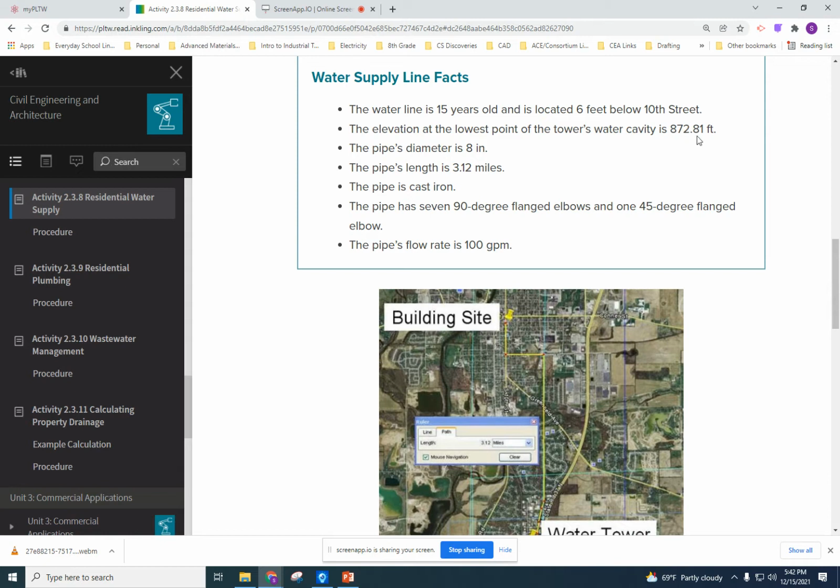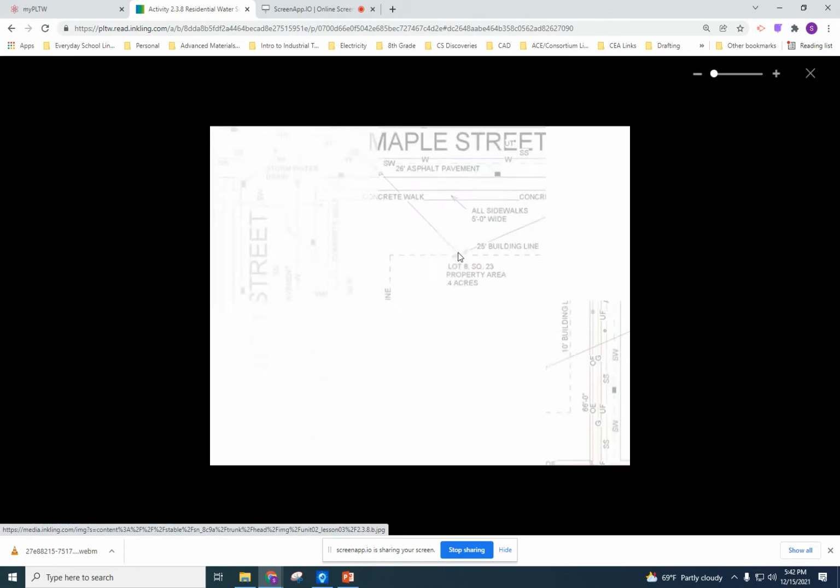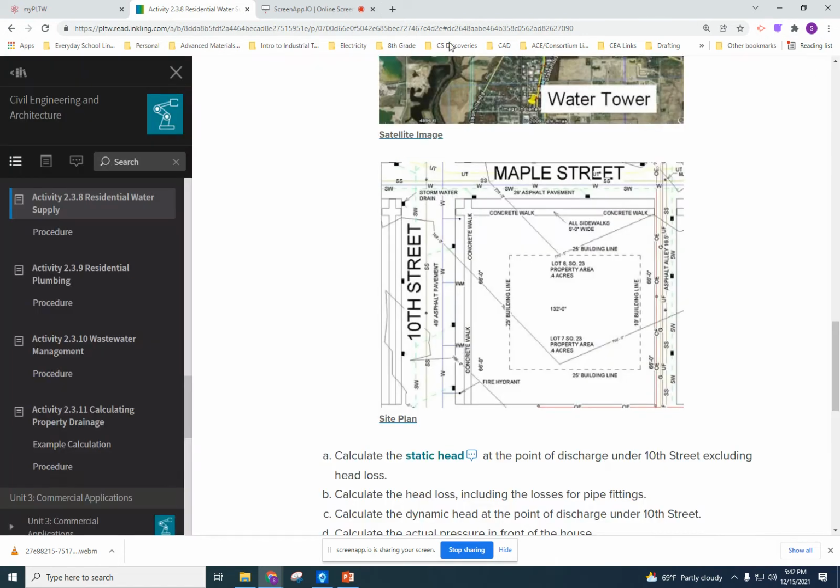And this is the height of our water tower, so we have to subtract 663 from 872, correct? First off, I have to make sure I'm right on this. It's 763, not 663.